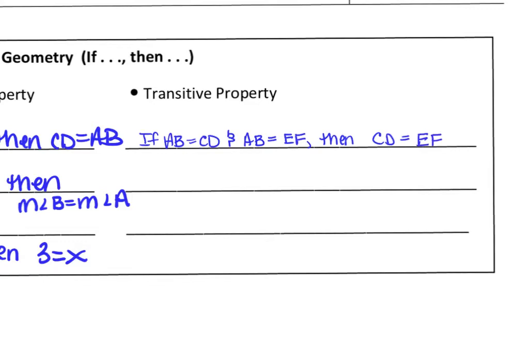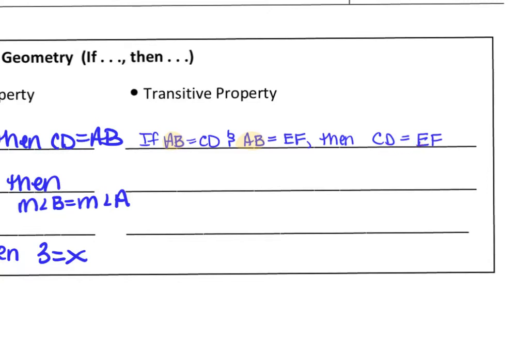So let's break this down. If you notice, AB is equal to CD and AB is also equal to EF. So both of these are equal to AB. If both of these are equal to AB, then that means these are equal to each other.